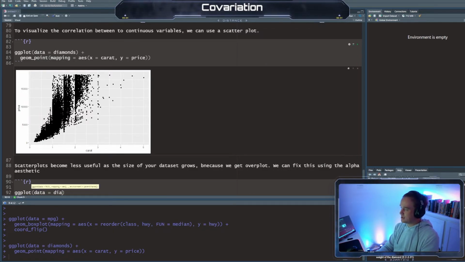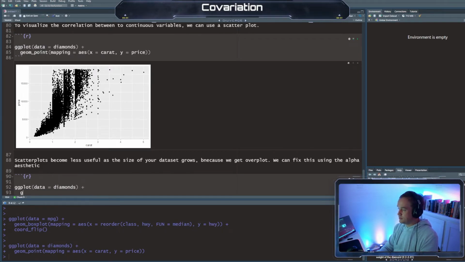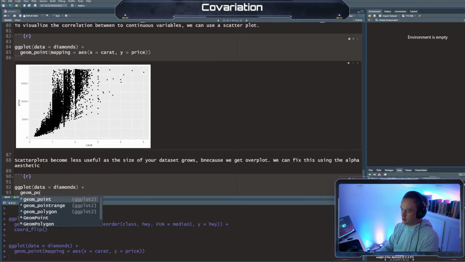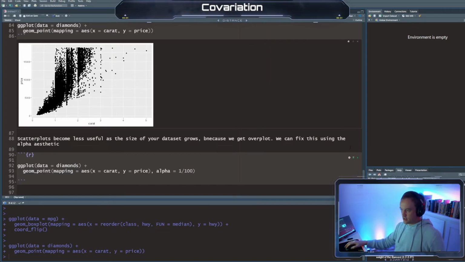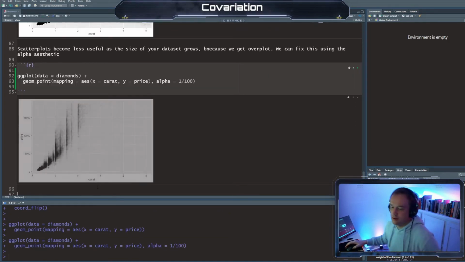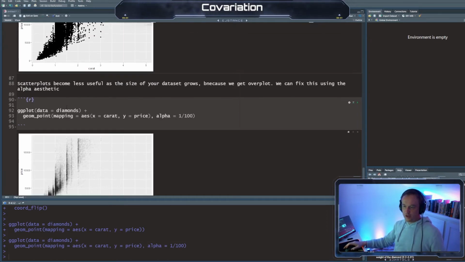So if we do data equals diamonds, geom_point, mapping equals aes, x equals carat, y equals price, and then alpha equals 1/100th. If you run this now, you can see that in this area there could be 1,000 points, but you'd never know, because black is black. If there's one point or 100 points on top of each other, you can't tell the difference.